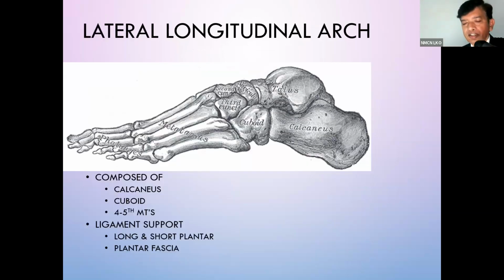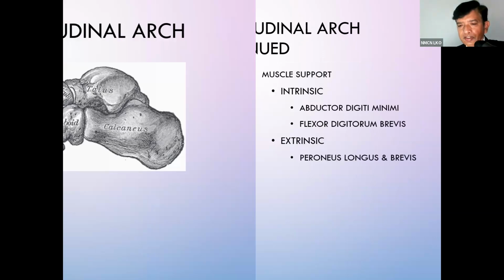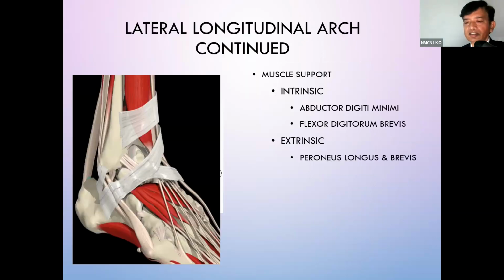Then the lateral longitudinal arch is formed by the calcaneum, cuboid, and metatarsals. All these form the lateral longitudinal arch, and it is supported by intrinsic and extrinsic muscles. The intrinsic muscles are abductor digiti minimi and flexor digitorum brevis, and the extrinsic muscles are the peroneal muscles. These peroneal muscles have tendons going from the lateral side and attaching to the base of the fifth metatarsal.